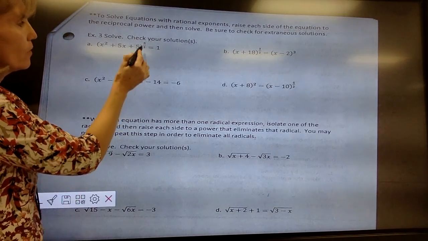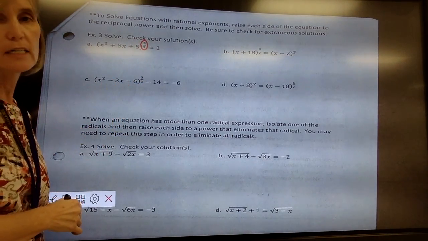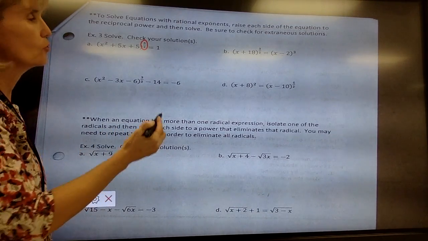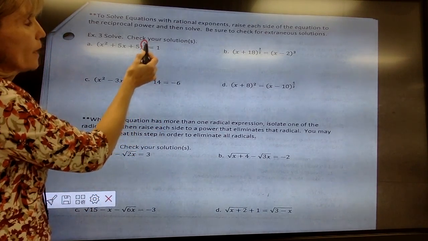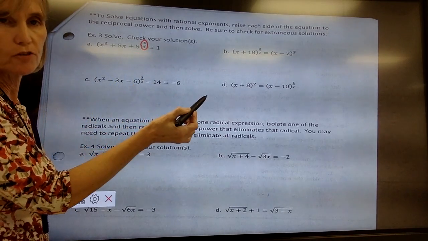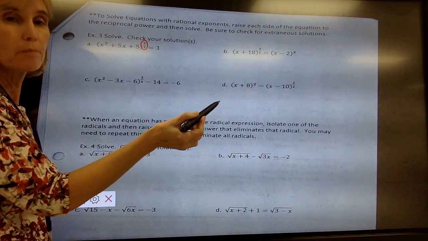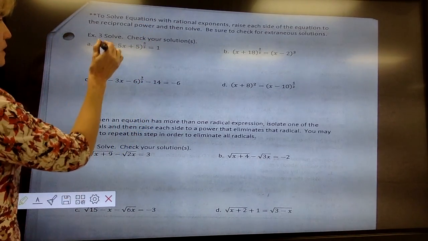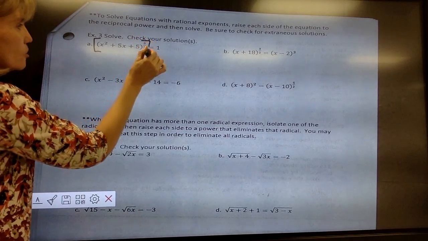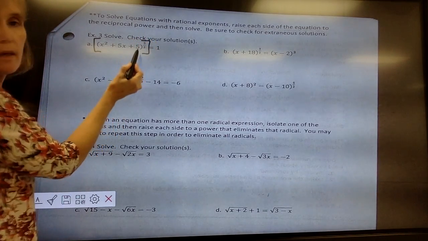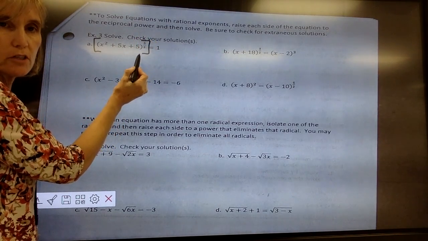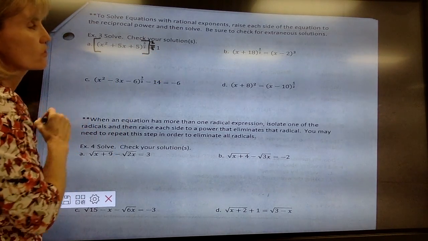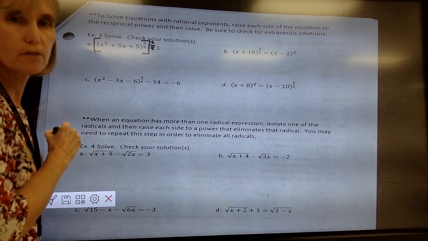If you think about it, I want this to become a 1. I want it to be raised to the first power. So what can I raise that to? We want to raise this to a power so that when I follow my rules for exponents, which would be to multiply, I get a 1. So I take that side of the equation and raise it to the reciprocal of what you see. The reciprocal of 5/2 is 2/5. I'm going to raise it to the 2/5 power.